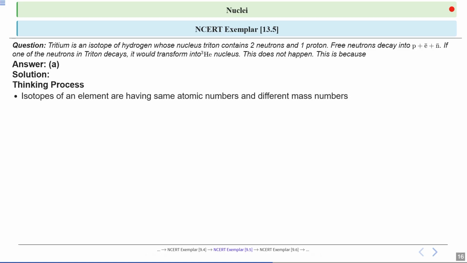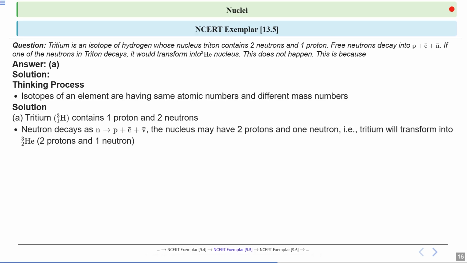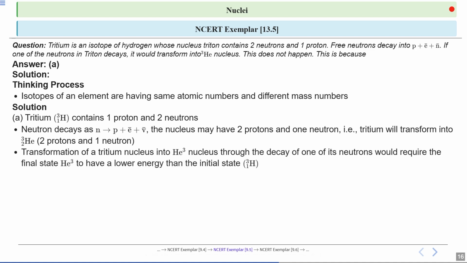So isotopes of an element have the same atomic numbers and different mass numbers. In tritium, 1 proton and 2 neutrons are present. So a free neutron decays into a proton, electron and antineutrino. If 1 neutron in tritium decayed, it would form a helium-3 nucleus, 2 protons, 1 neutron. But this doesn't happen due to nuclear stability. The decay is prevented by the strong nuclear force holding the nucleus together.